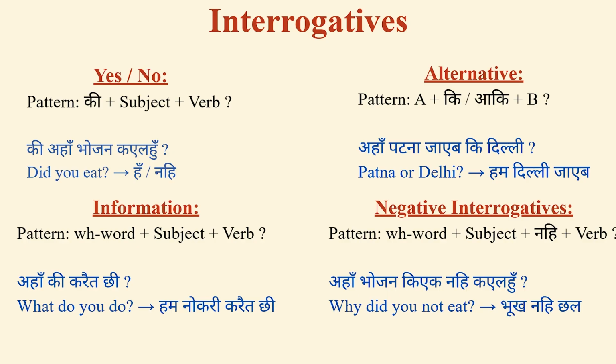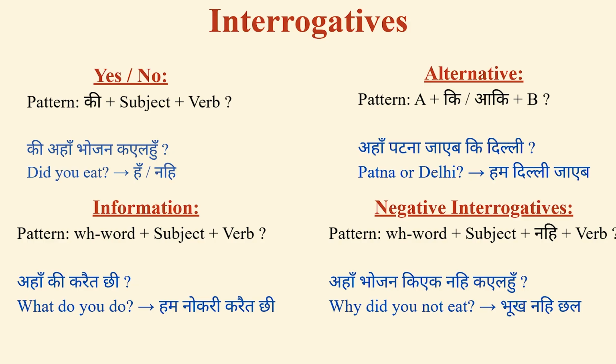Then we have alternative interrogatives where the pattern is something like option A plus ki or aki plus option B. So the example would be something like अहाँ पटना जायब की दिल्ली, will you go to Patna or Delhi? So the answer would be something like हम दिल्ली जायब or हम पटना जायब.